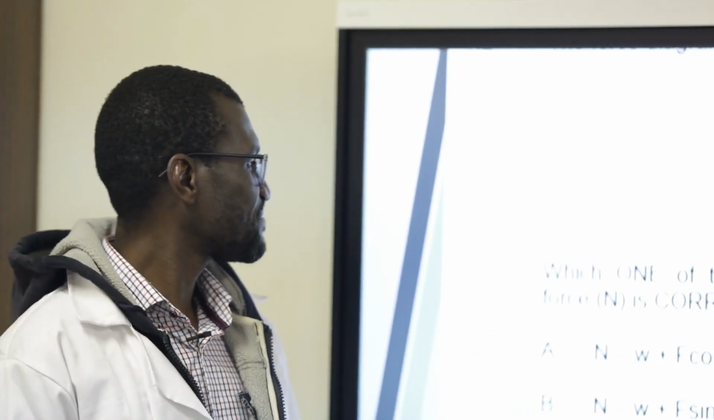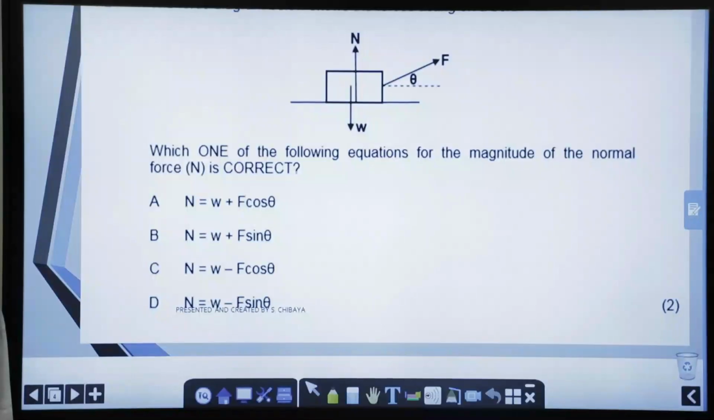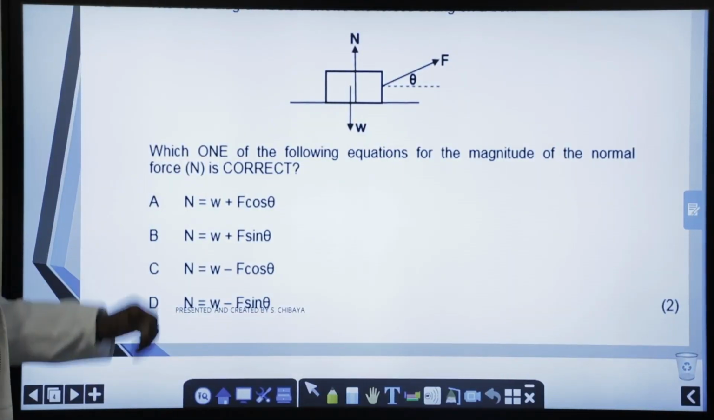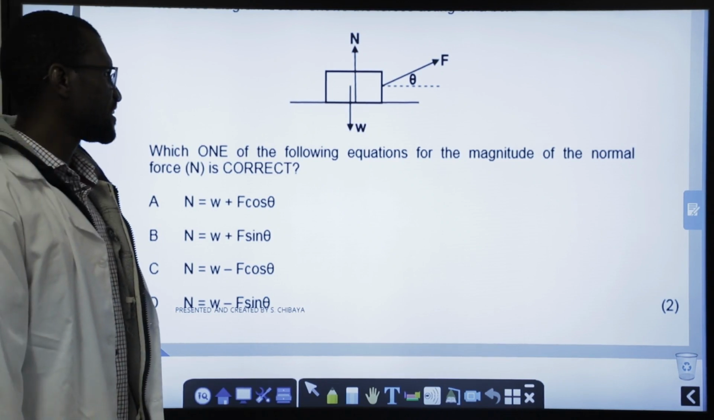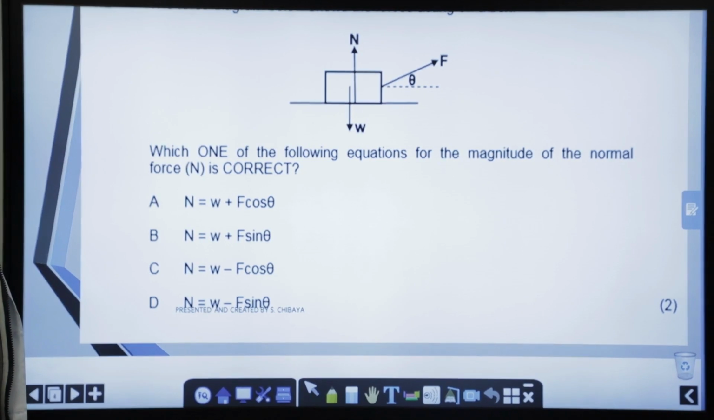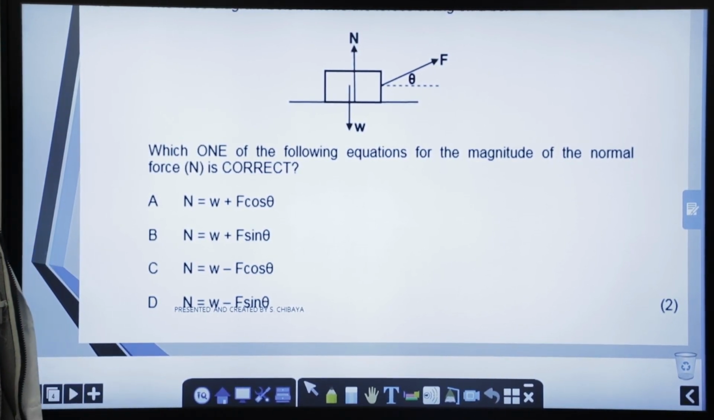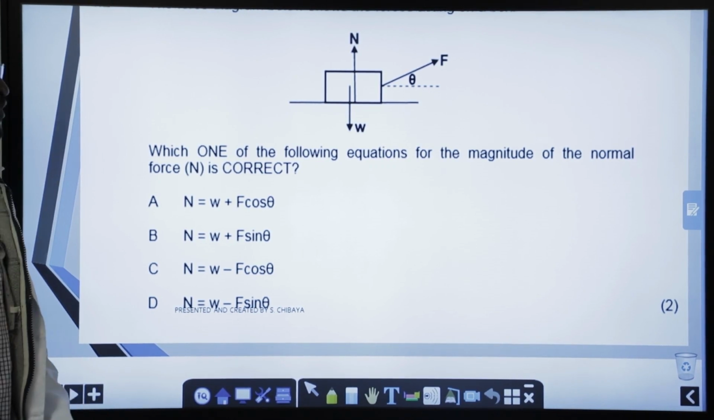But in order to remove some cobwebs from our heads, let's start off with a simple question and find out if you still remember some of the concepts that you have learned. Here is a question that says, which one of the following equations for the magnitude of the normal force N is correct? Let's look at the diagram. What does the diagram show us?